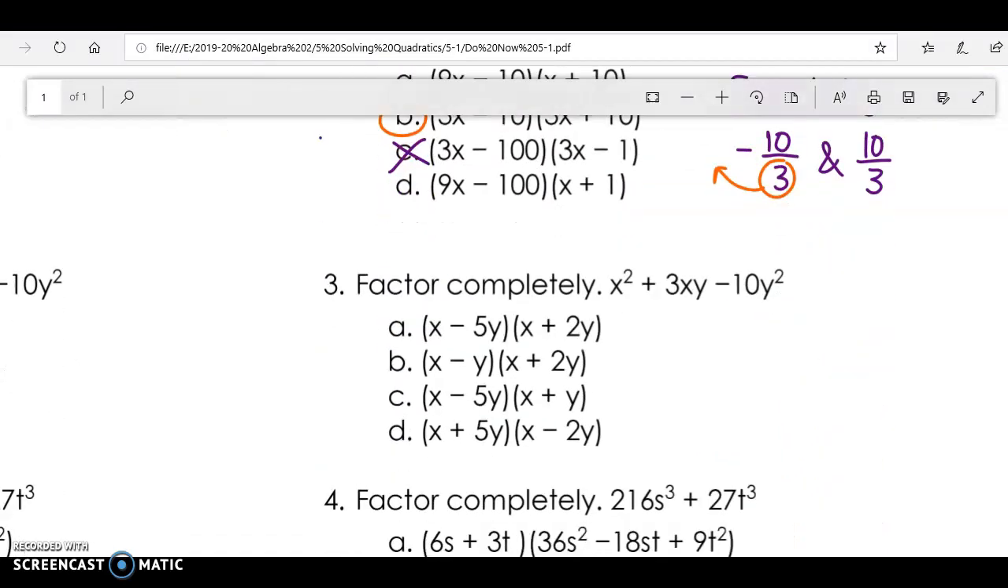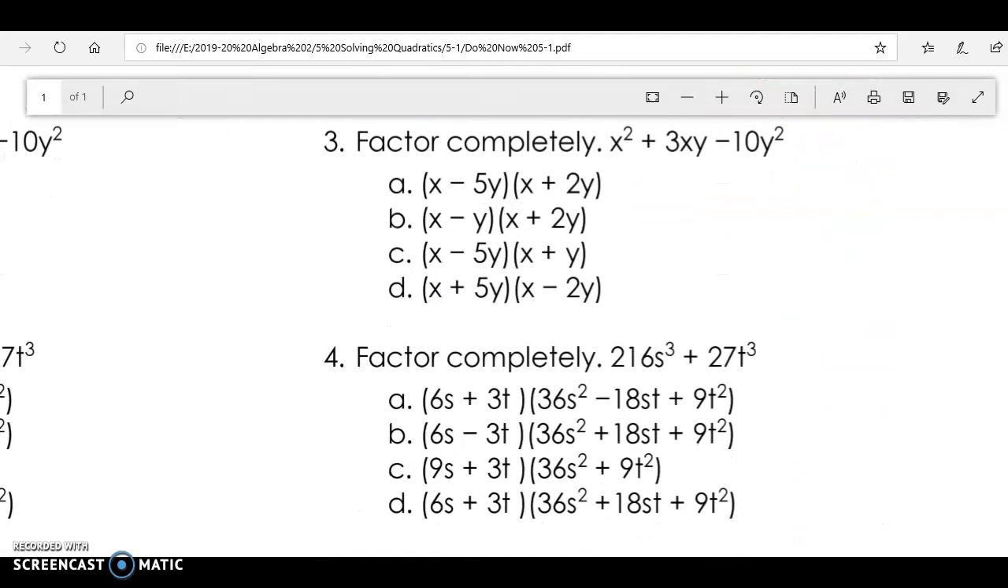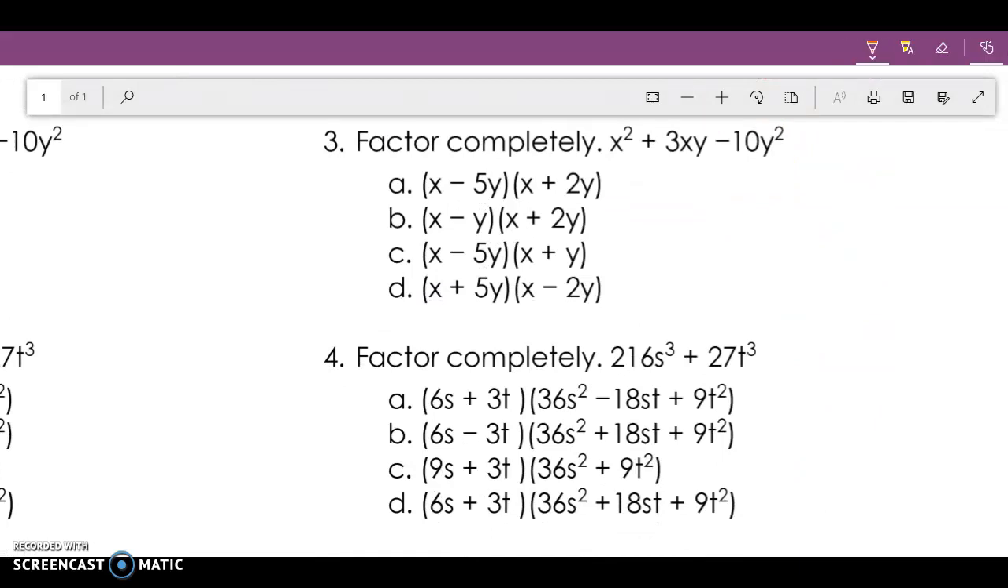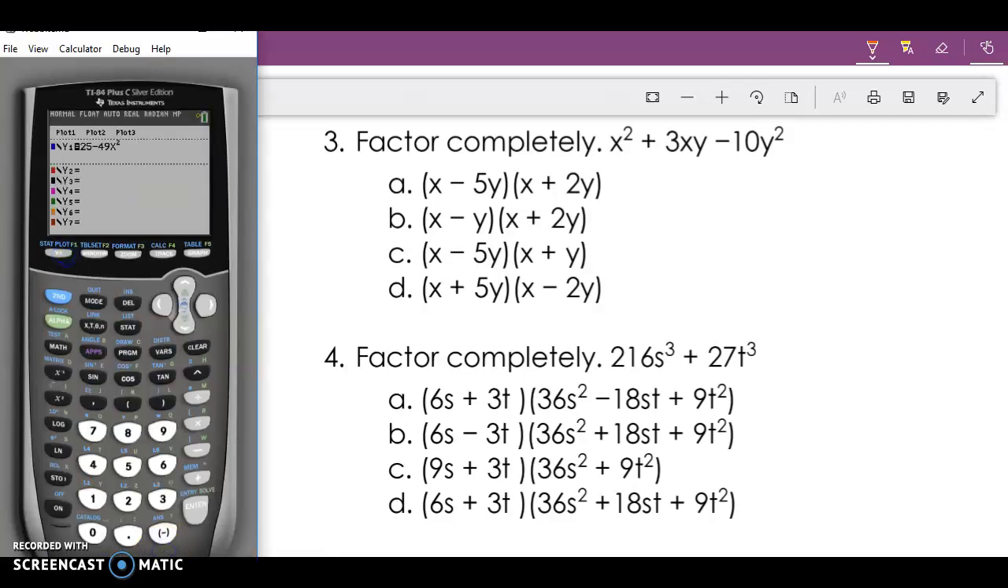Moving on to question number 3, we're asked to factor this completely. Remember that for this we drop the y's when we type it in, so let me type this in real quick. For y1, we would have typed in x squared plus 3x minus 10. And that's it. I didn't type in the y. I did not type in the y squared, okay? So if I graph this, then I can see that I do have two integer solutions.